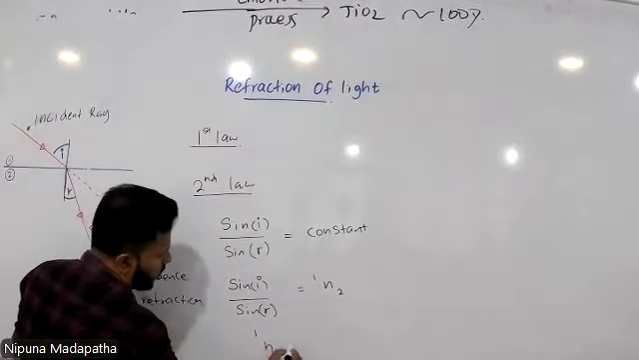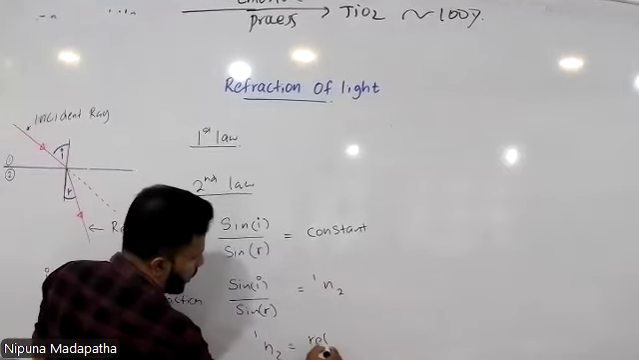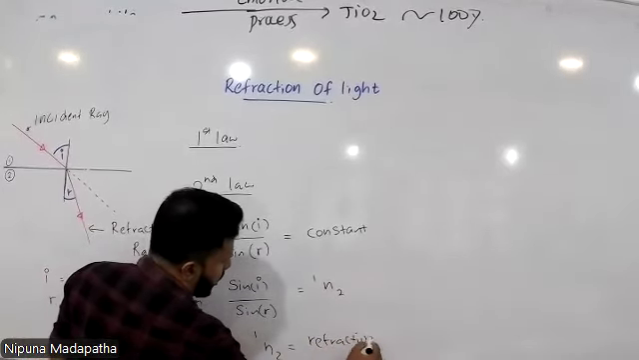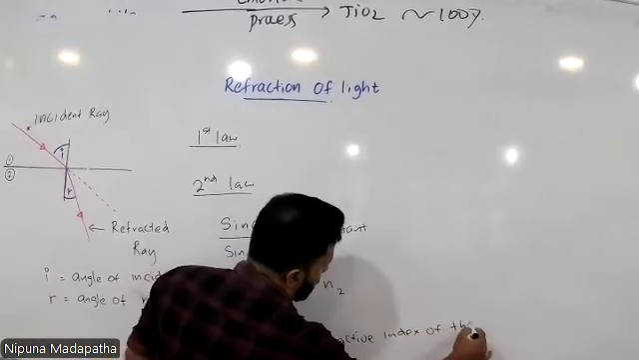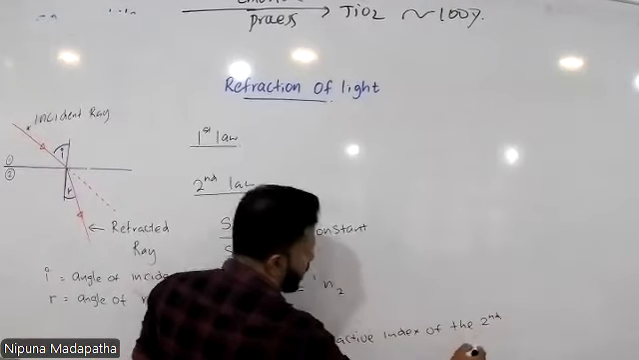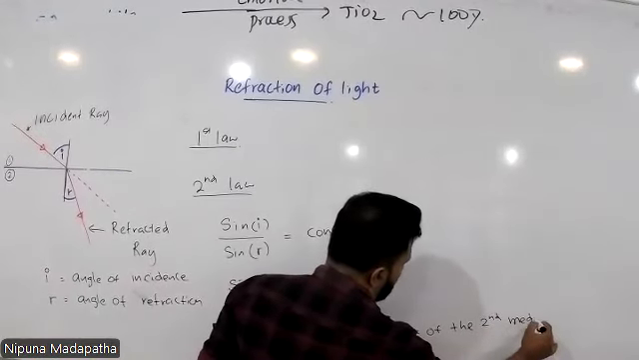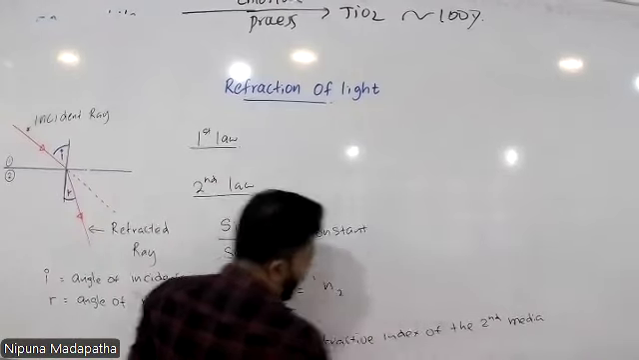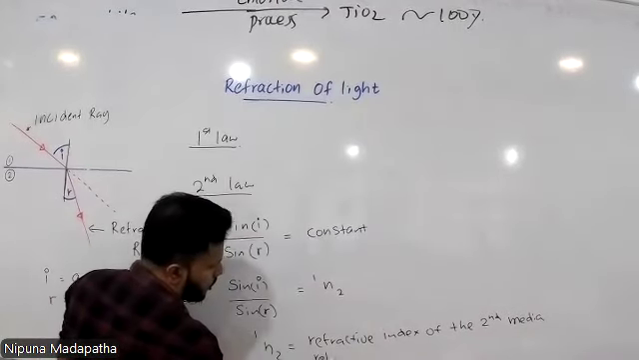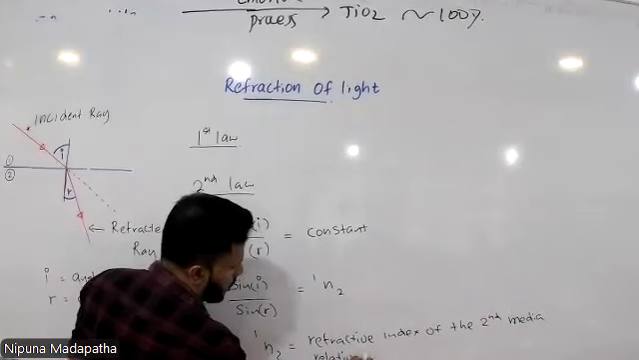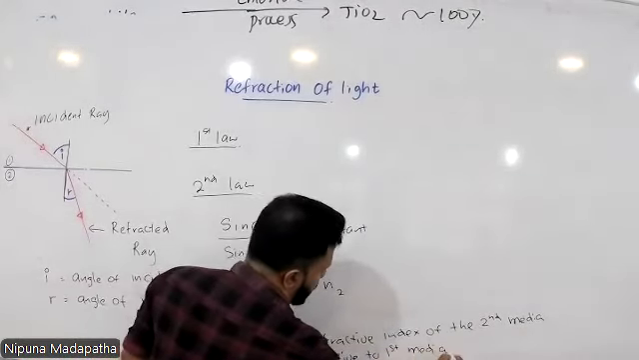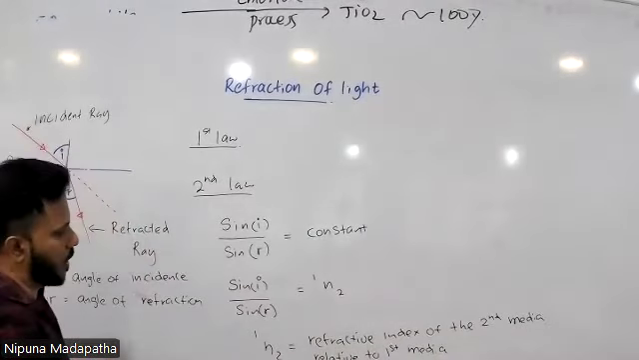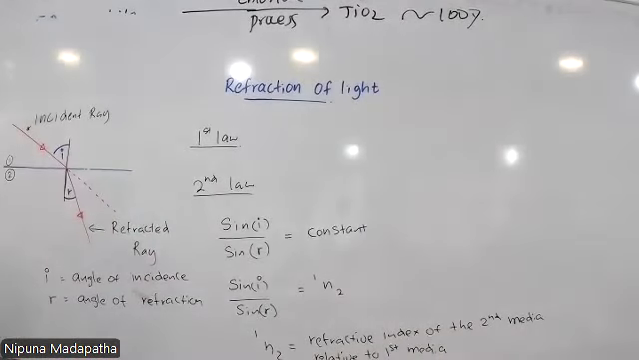This actually, 1n2, means the refractive index of the second medium relative to our first medium. So it is a refractive index which depends on the speed of light in both these mediums.